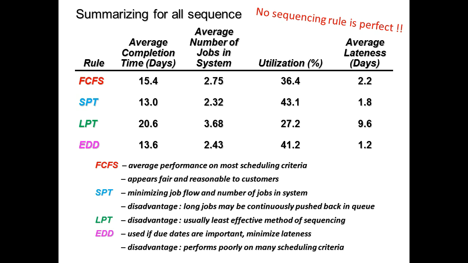Shortest processing time will minimize the job flow and number of jobs in the system, but long jobs may be continuously pushed back in the queue. Longest processing time is usually the least effective method of sequencing. Earliest due date usually is used if due dates are important. It also helps to minimize lateness, but the drawback is it performs poorly on many scheduling criteria.